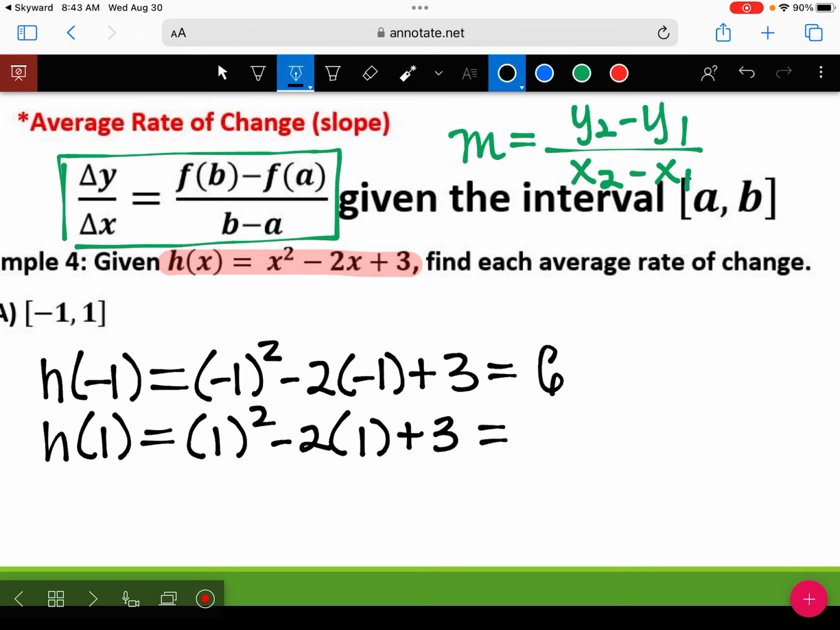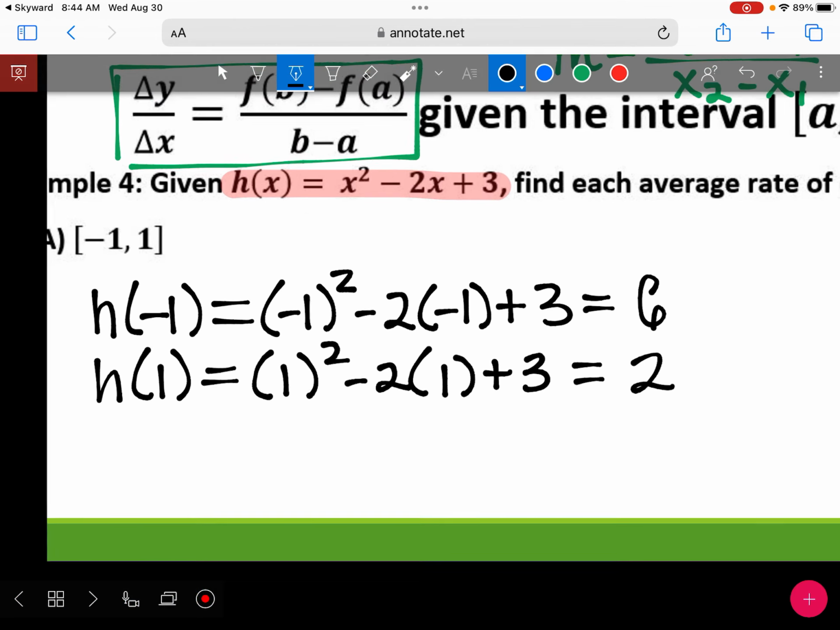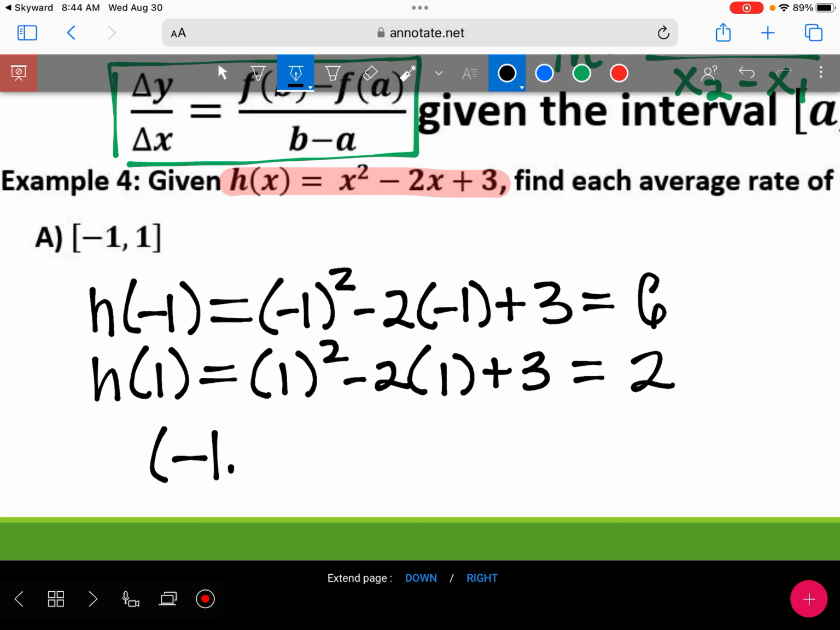1 minus 2 is -1. -1 plus 3 is +2. So make sure that's right. So now we have two ordered pairs. So my ordered pair is -1, 6 and +1, 2. So what I'm going to do now is write this as an ordered pair. So when x is -1, y is 6. When x is +1, y is 2. So we have our 2 points.